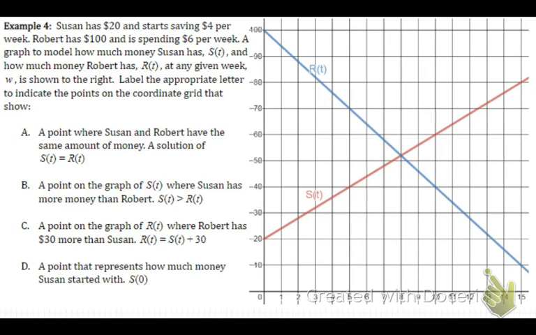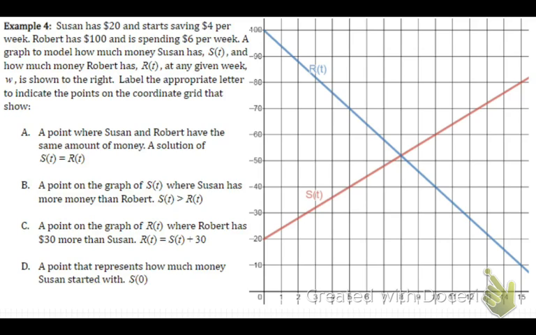So we're continuing our notes from Thursday. We're starting with number 4. We're going to finish this. So, example 4. This says Susan has $20 and starts saving $4 per week.